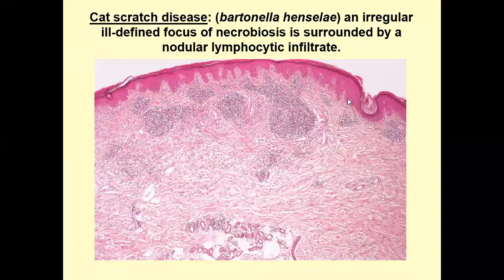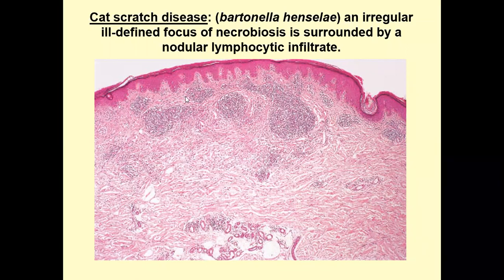Cat scratch disease, Bartonella henselae, is an ill-defined necrobiosis. Cat scratch disease also has a clinical appearance in the form of blisters and crusts. So no specific picture. If you see impetigo-like or ecthyma-like lesions on limbs, then one of the differential diagnoses can be cat scratch.